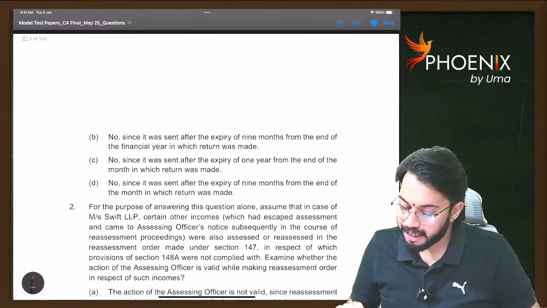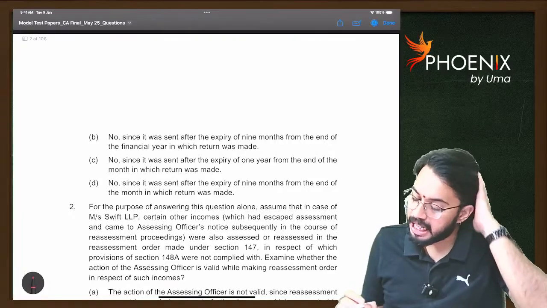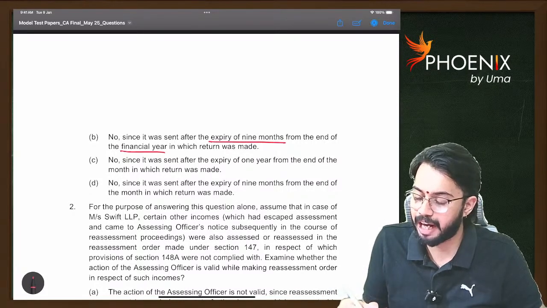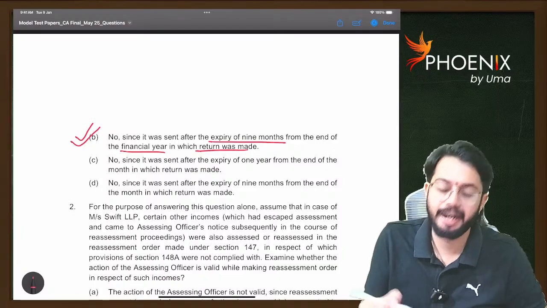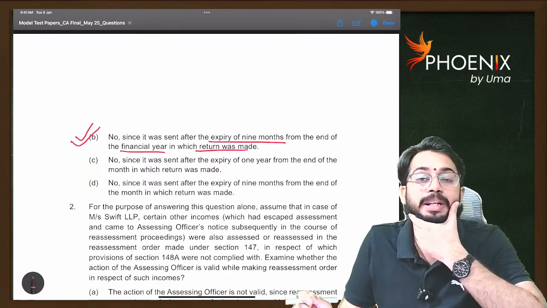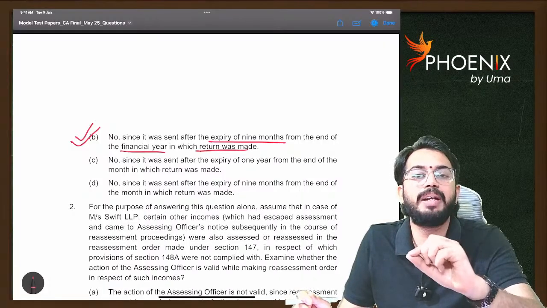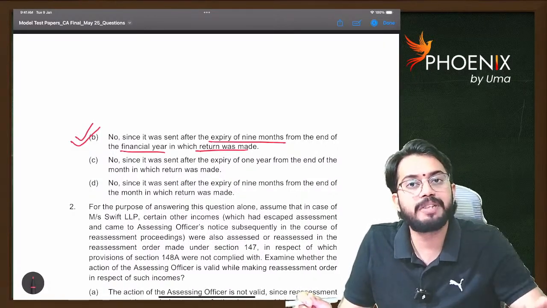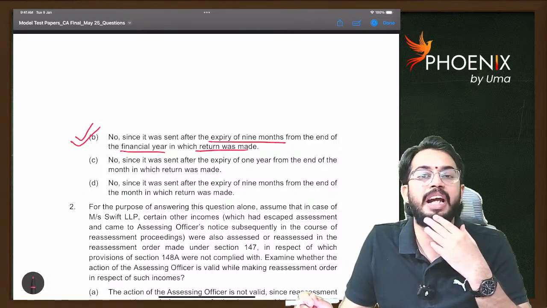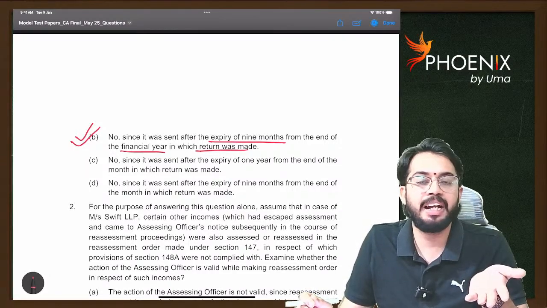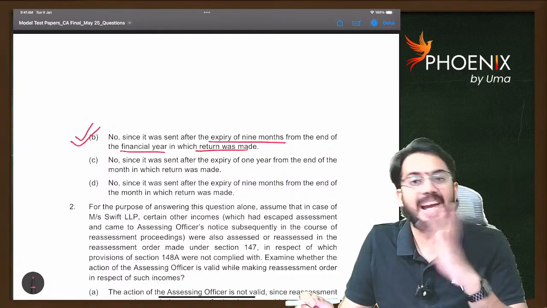So, the answer is no, since it was sent after expiry of 9 months from the end of the financial year in which the return was made. This is the answer. So, what is the time limit for issue of intimation under 143(1)? The time limit is 9 months from the end of the assessment year or 9 months from the end of the financial year in which ITR was filed. Intimation is to be issued then only it is a valid intimation. Otherwise, that is time barred. Okay.